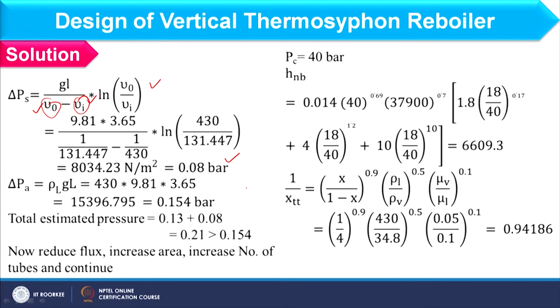So, here you can find out delta Ps value as 0.08 bar. Okay. So, total pressure drop due to friction we have 0.13 bar, and total pressure drop due to static head we have 0.08 bar. Addition of these two will be 0.21, which is the total pressure drop available in tube side. So, that we have to compare with available pressure drop in distillation column side.